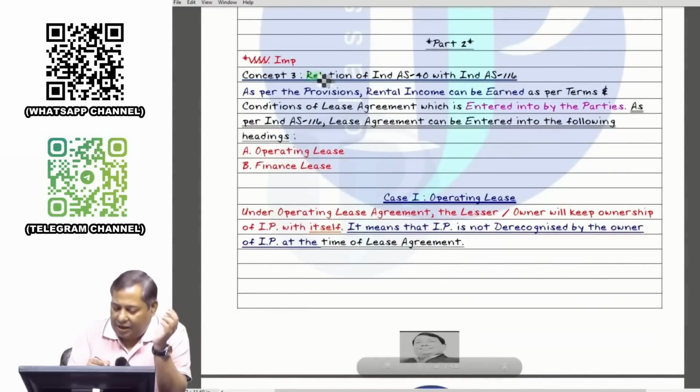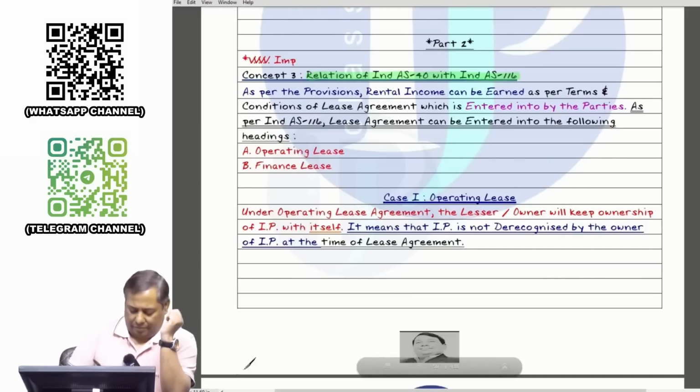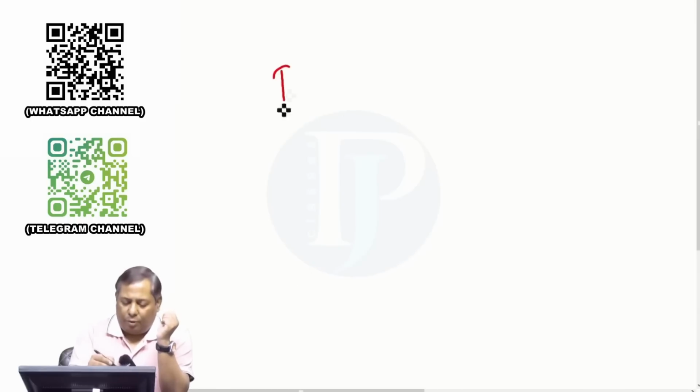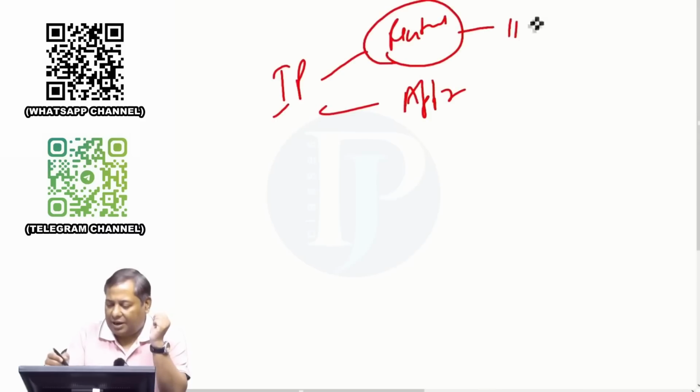If you remember, I had explained the relationship between Ind AS 40 and 116. What is in 40? Investment property, while what is in 116? Lease. I explained to you that investment properties are either for rental income or for appreciation. When I use the word rental, Ind AS 116 will be there.